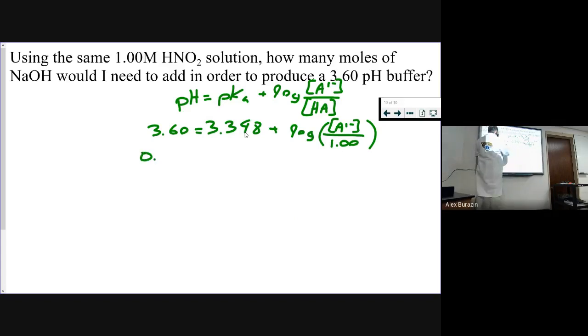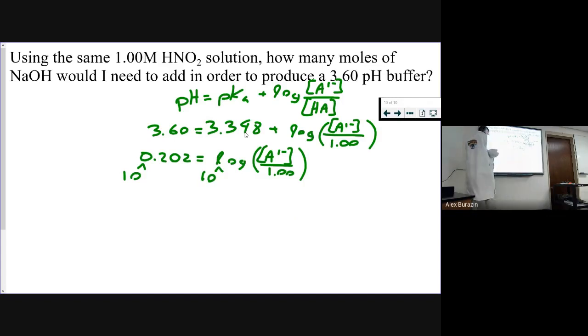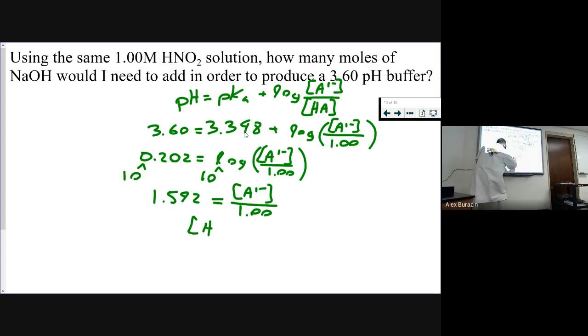And I get 0.202 equal to the log of A1 minus over 1. I'll take 10 to the power of both sides to get rid of that log. And I have 1.592 and so on, equal to A1 minus divided by 1. Of course, I multiply by 1. That does a whole lot of nothing. So my A1 minus is equal to 1.59. I guess we'll keep the three or six extra digits.